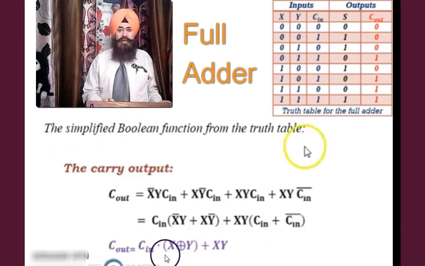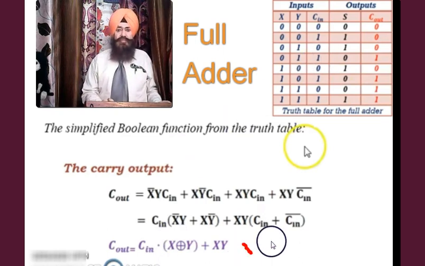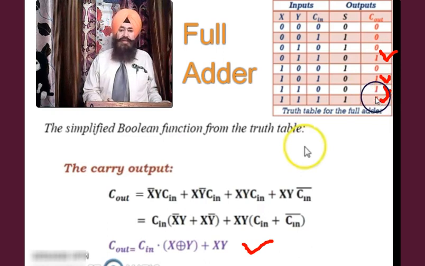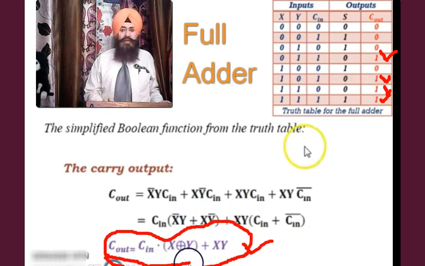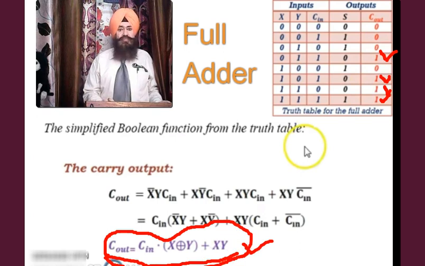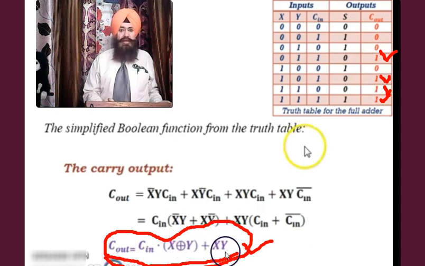So the carry output becomes, this is just a small exercise for you. First of all, write all the min terms for this one, this one, this one, and this one, and simplify, minimizing the expression. You will ultimately get this Boolean expression. Very simple. I left it as an exercise for you. So it becomes C in, then X exclusive OR Y, plus XY.